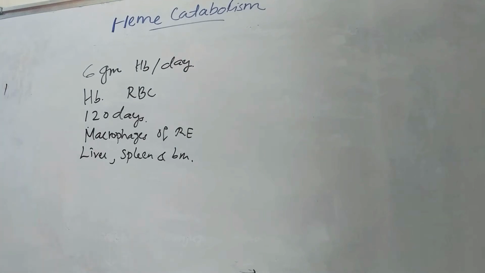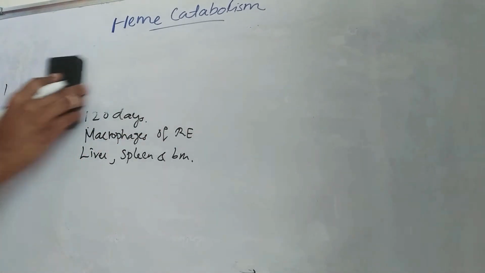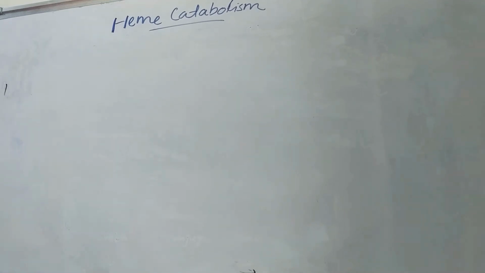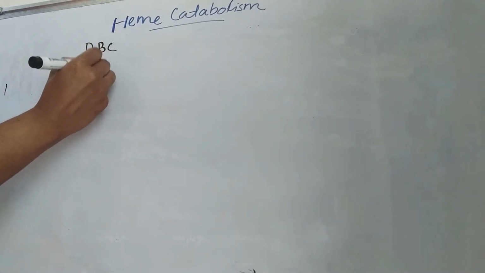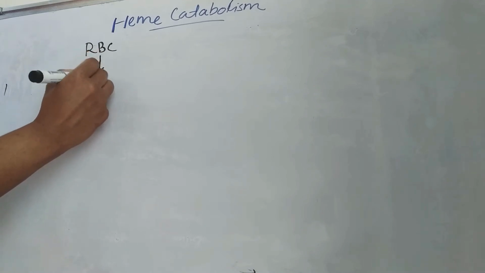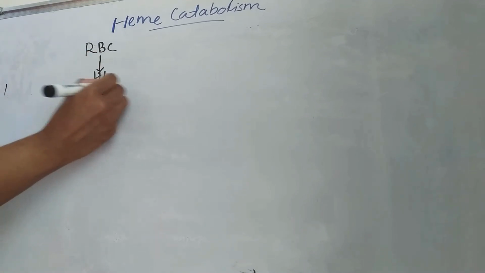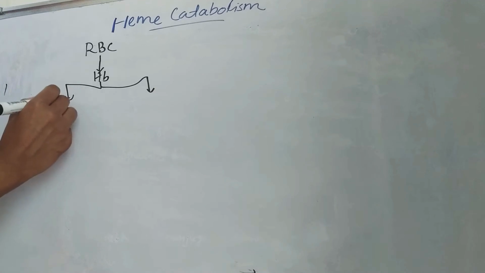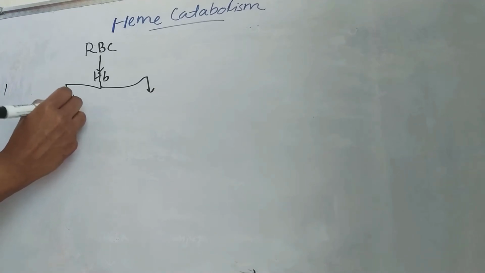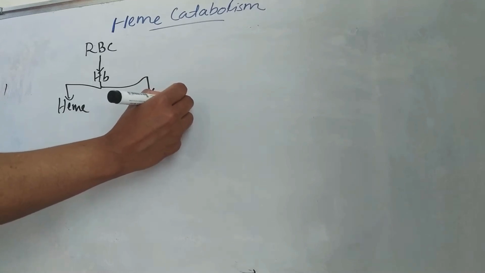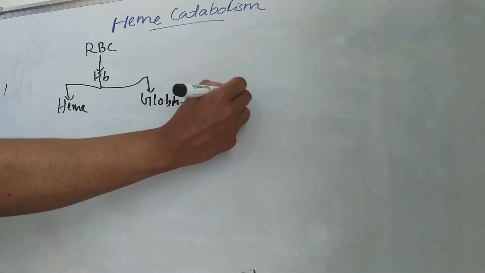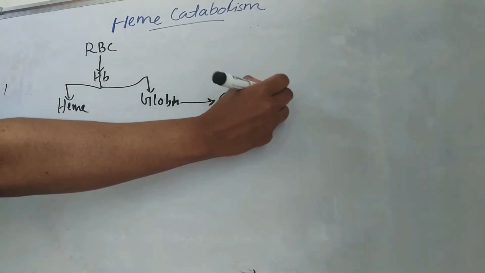So after 120 days, hemoglobin dissociates into heme and globin. This globin is converted into individual amino acids and these are reutilized.